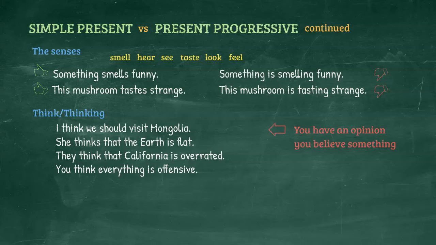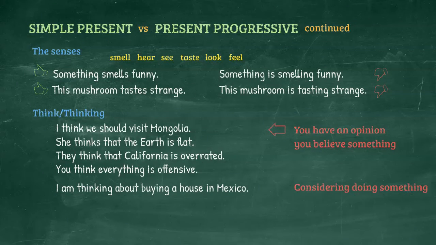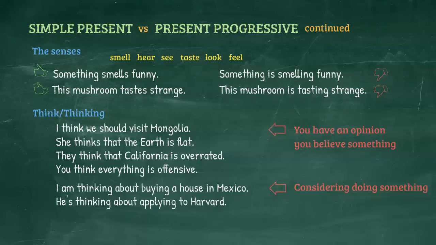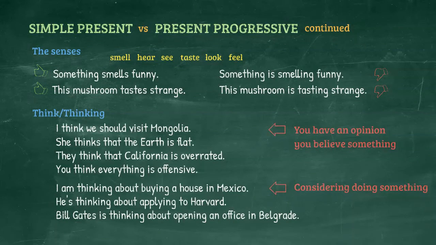But when we say thinking, as in I am thinking of buying a house in Mexico, it means that a person is considering doing something. As in, he's thinking about applying to Harvard. Bill Gates is thinking about opening an office in Belgrade. What are you thinking about?